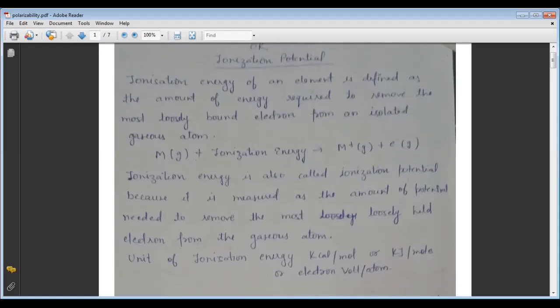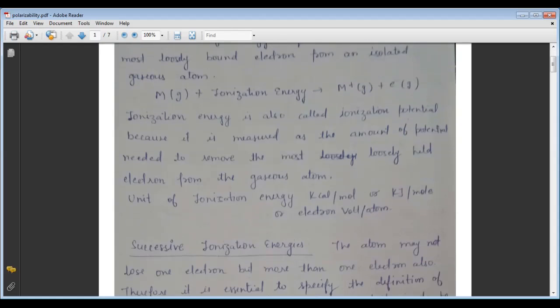The ionization energy is also called the ionization potential, because it is measured as the amount of potential needed to remove the most loosely held electron from the gaseous atom. Okay, so the condition is that it should be an isolated or gaseous atom, and the unit of ionization energy is kilojoule per mole or electron volt per atom. If we want a smaller unit, we take electron volt per atom.